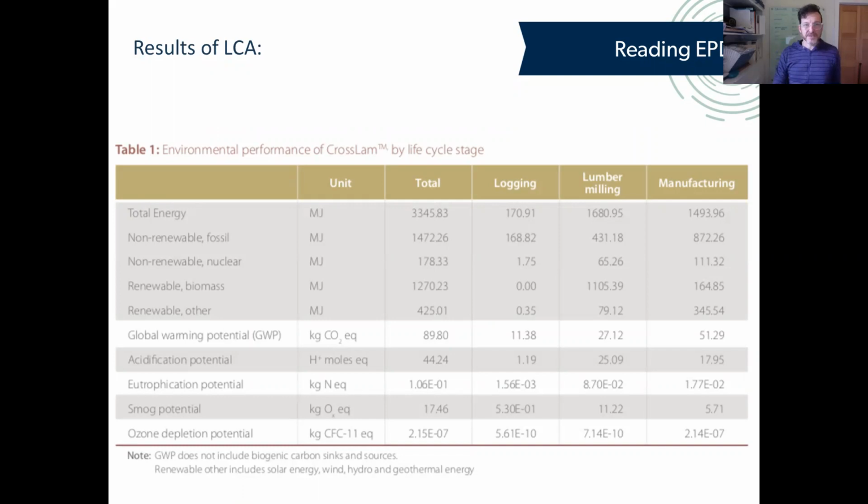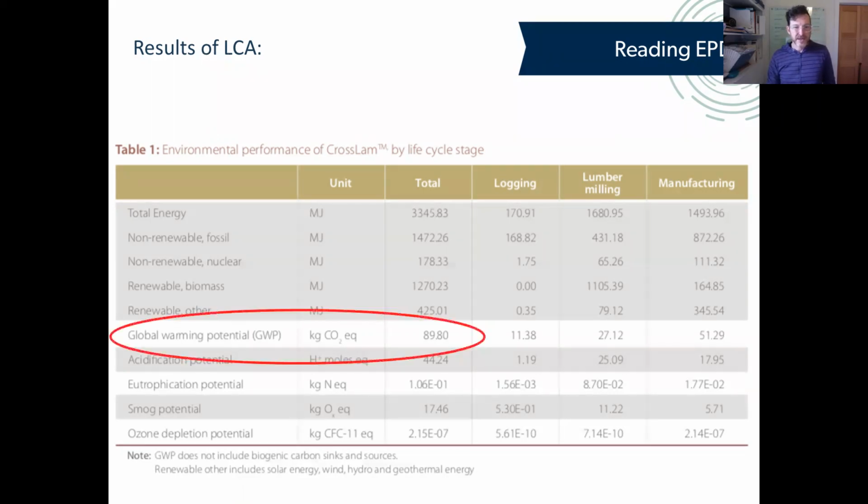And so this is what the results page of an EPD will typically look like. It's going to give you those different categories. And like I said, we're looking at the global warming potential. It's expressed in kilograms of carbon dioxide equivalent. And so 1 cubic meter of CLT from this company has 89.8 kilograms of emissions associated with it. Like I said, that's just a raw number. It doesn't start to mean anything until we convert it. But there's the piece that you're going to try to find if you're looking at an EPD.